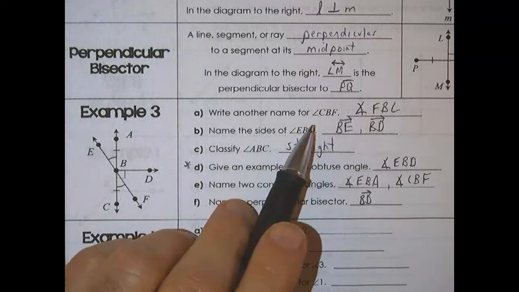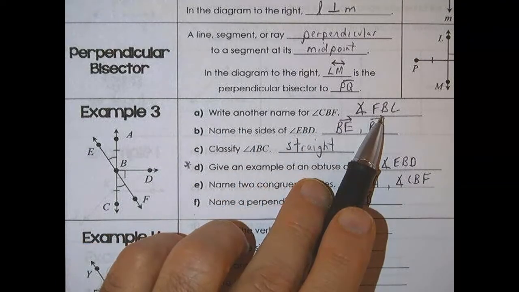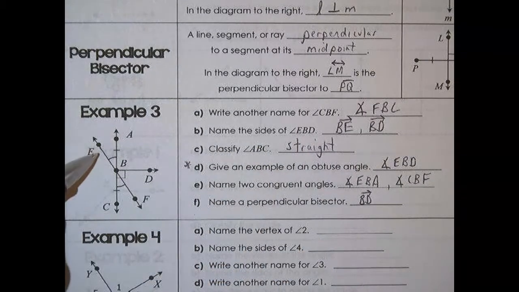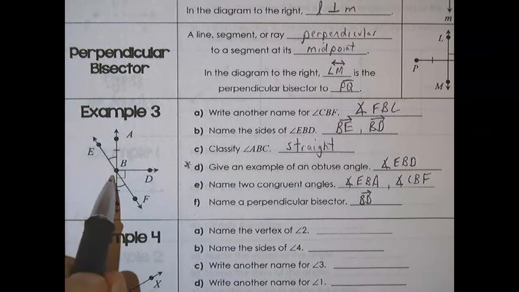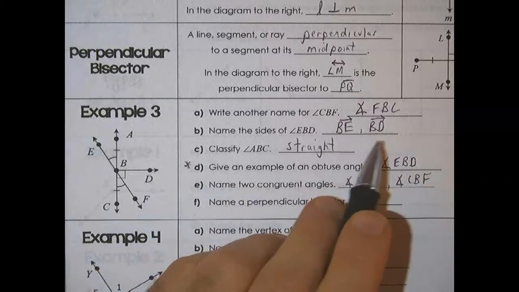There's only one other name that you can choose for angle CBF, and that's just to reverse the order. Keep that B in the middle. Okay, the sides of EBD. So I'm going to look at EBD. It's got this side here, which is ray BE, and it's got this side here, which is ray BD. Starts at B, goes in the direction of D.